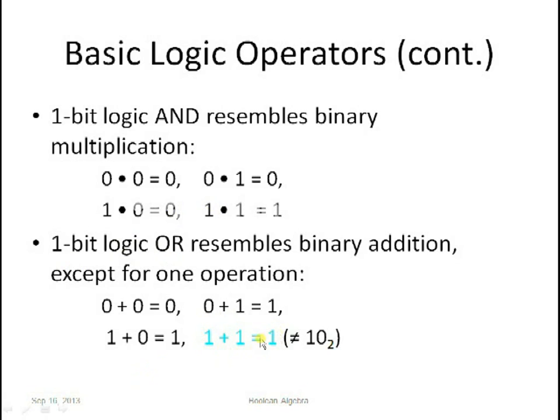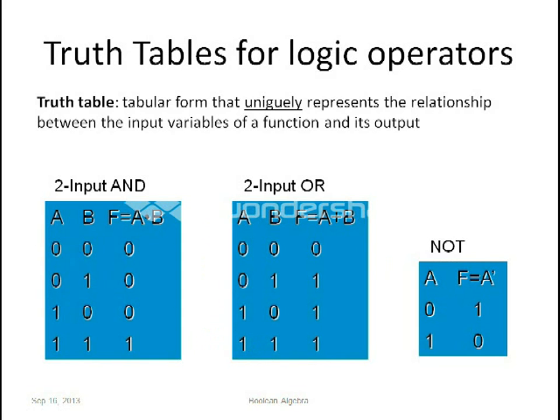So if you can see here, 1 plus 1 in binary addition is 2, whereas in logic AND, which in the case of Boolean algebra, 1 plus 1 is nothing but 1. Apart from that, 0 plus 0 is 0, 0 or 1 is 1, 1 or 0 is 1, and 1 or 1 is 1. So binary AND, or the logic AND, represents binary multiplication, and logic OR reflects binary addition except one condition. Right, now these are the truth tables for those operators.